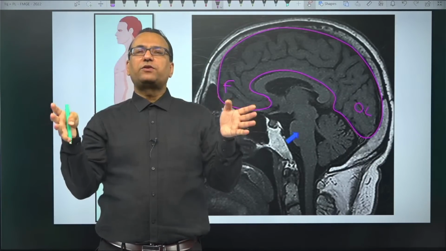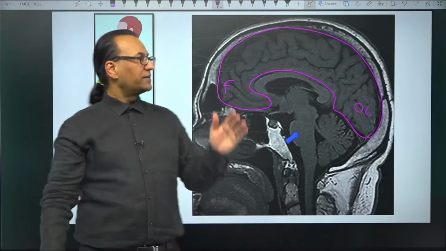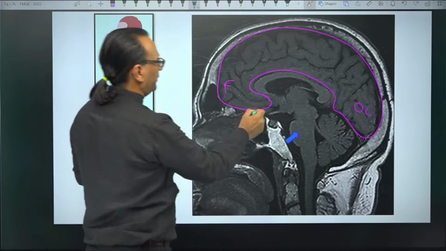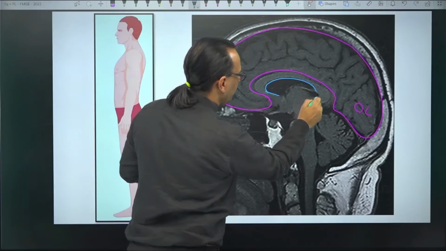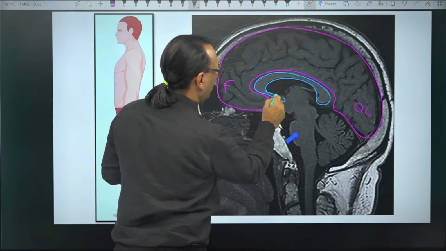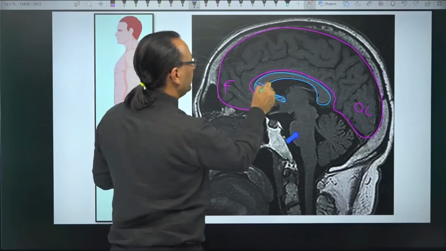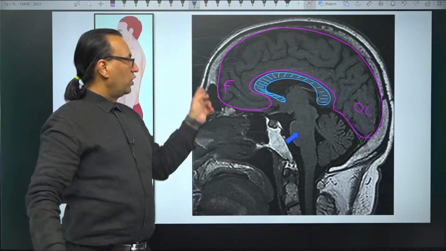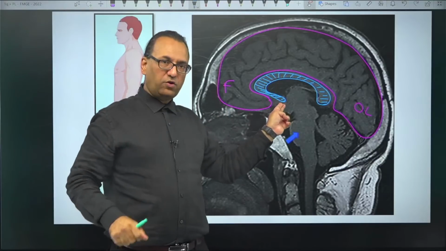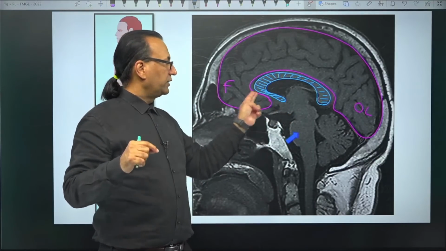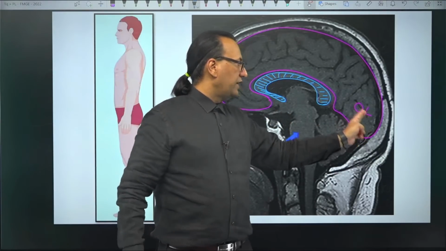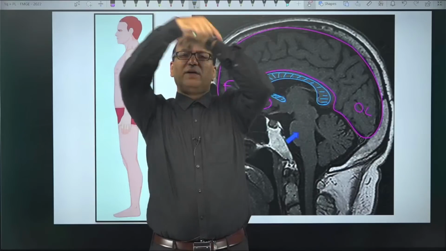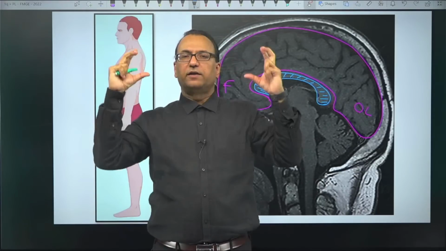There are commissural fibers, the corpus callosum, but in a sagittal section the corpus callosum appears C-shaped. You will find this is the corpus callosum, which is nothing but a collection of axons connecting the right frontal lobe with the left frontal lobe, and one occipital lobe with the other occipital lobe. The right and left cerebral hemispheres are connected by the corpus callosum.